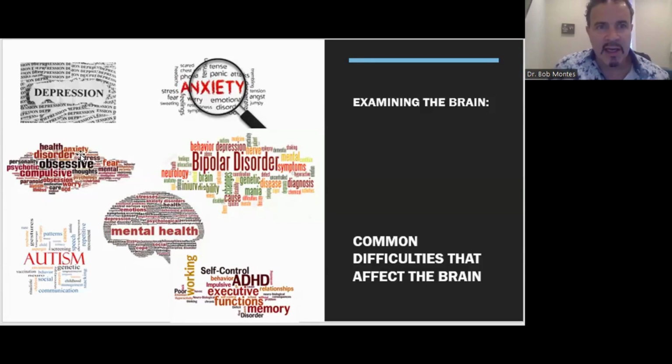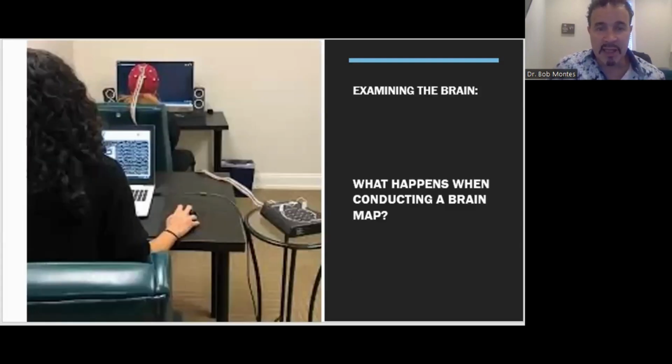We deal with issues like anxiety and depression, obsessive compulsive disorder, bipolar disorder. We even work with things like autism and ADHD. Now, to examine the brain, we go through a process. A cap is placed on the head containing sensors, and there's no pain or shock in this procedure. We simply are reading the brainwave activity on the computer using this amplifier right here that you see down next to the technician. Now, what you see on the screen are various brainwaves that all communicate at once.